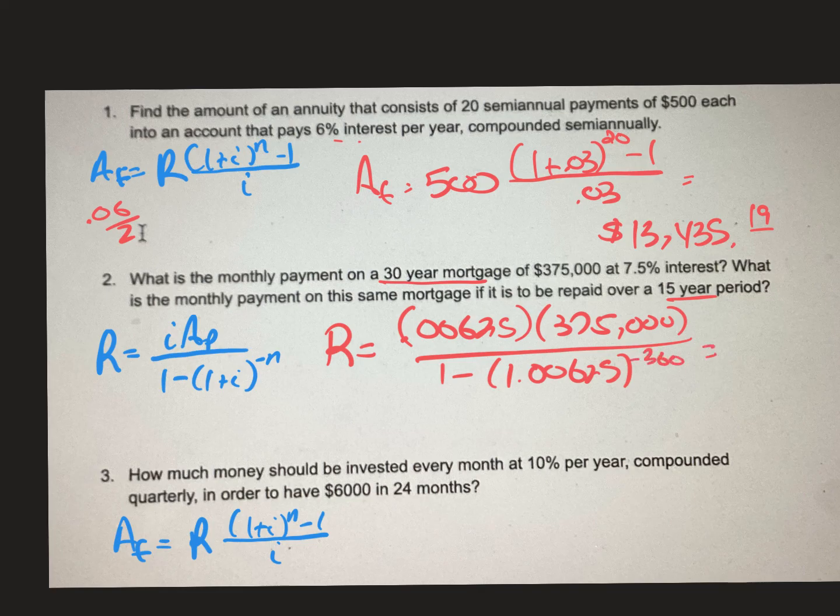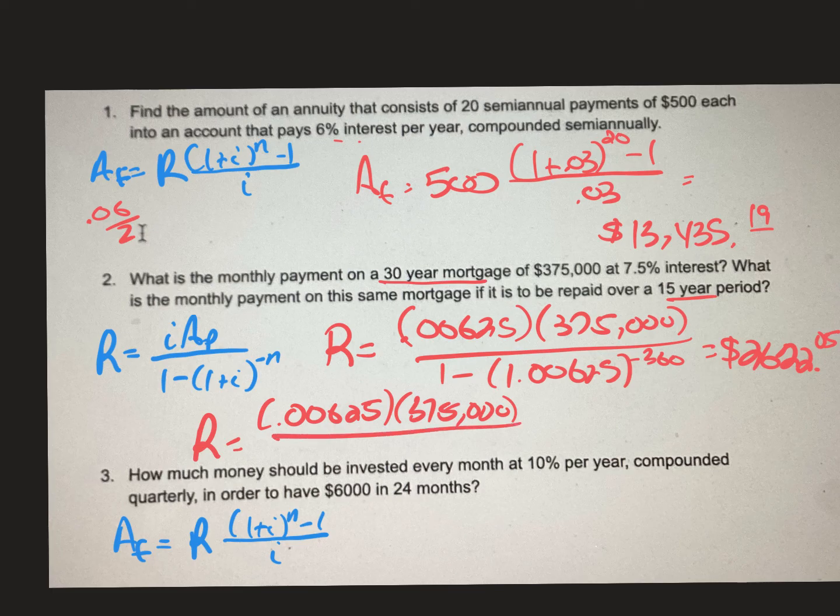Okay, so I'm going to punch that in. And for that payment, I'm getting $2,622.05. And then for the 15-year, we do the exact same thing. Really, I don't need to write this all over again. All I'm going to change for my second answer for the 15-year period is how many payments I make.